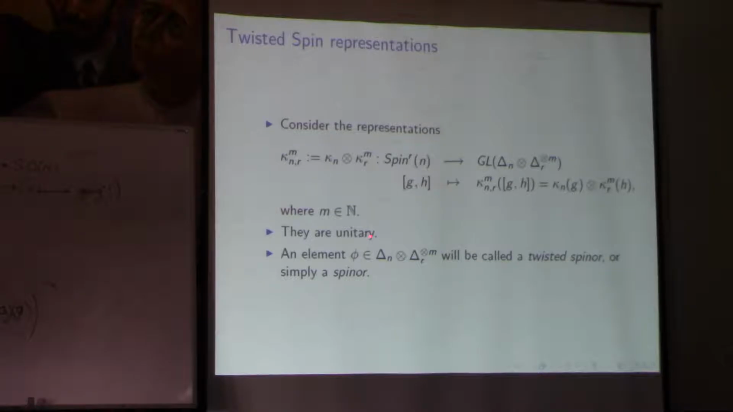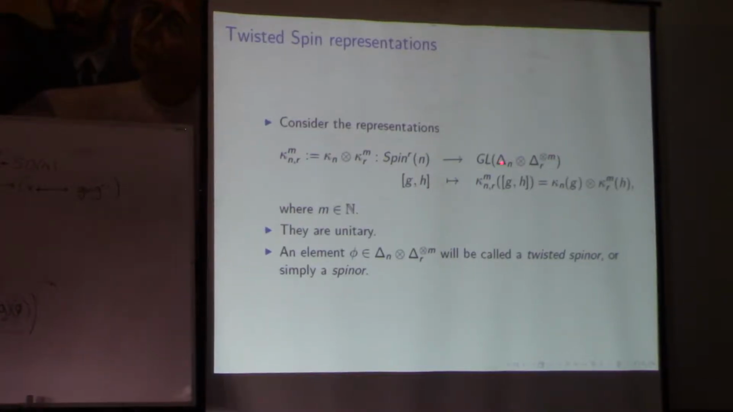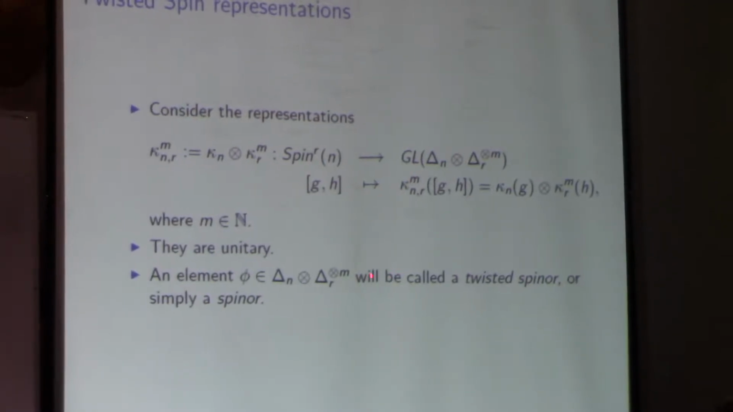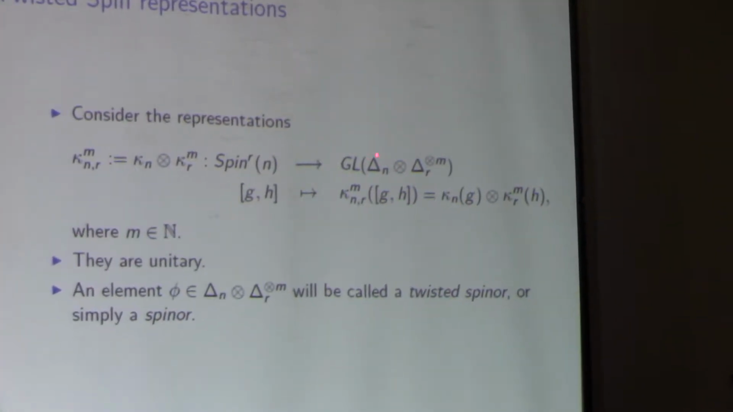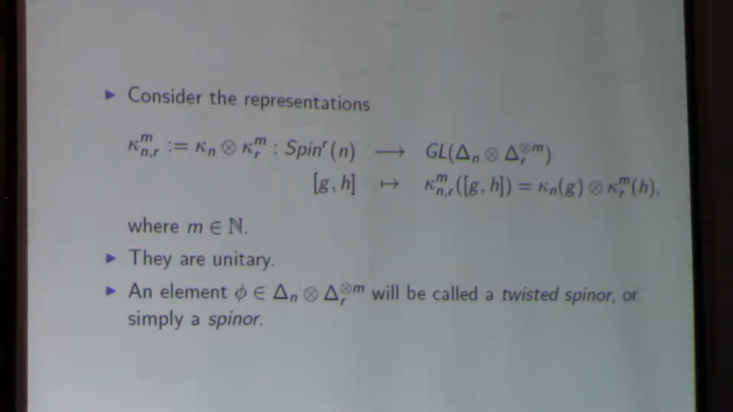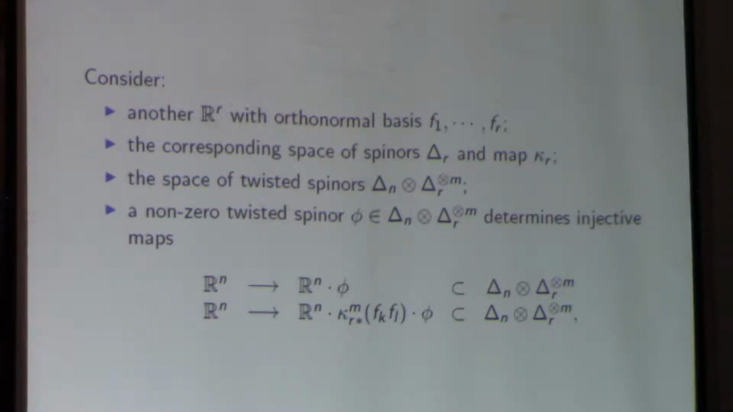Okay, and even more, once you have that group, you can make it act on the tensor products of the representations of Spin n and the representation of Spin r, and even tensor powers of that one. This is what I call the tangential part of the manifold, and this is the auxiliary part. Okay, these representations are unitary, and elements of these spaces will be called twisted spinors, or simply spinors if I forget. Okay? Am I going too far? Is this a flashcard show or are we okay?